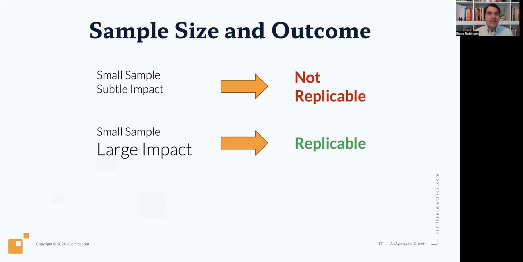unless the impact of your change is huge. So if you have 5 people who clicked on version A and 5 people who clicked on version B, and everyone in version A converted and nobody in version B converted, now you start to potentially have a statistically significant result, even though you only have 5 people.